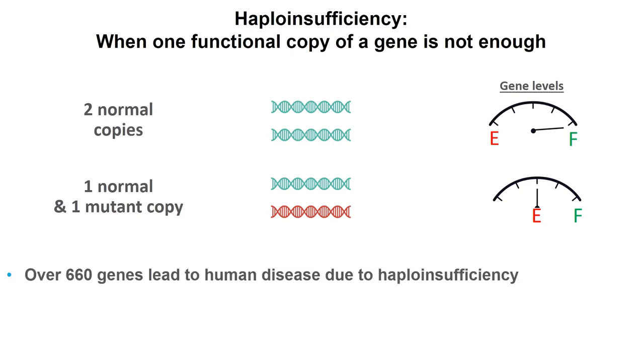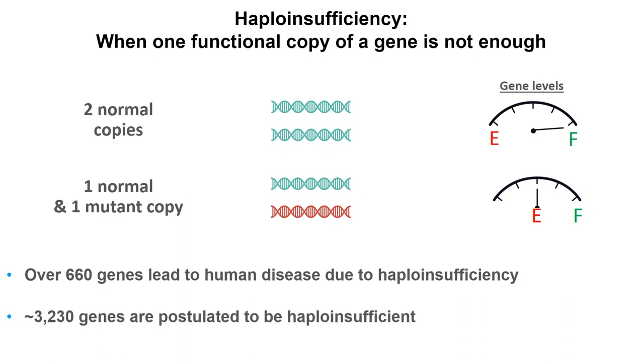It is actually estimated that over 660 genes lead to human disease due to haploinsufficiency. And when people look at whole genome data sets like gnomAD or ExAC, whole exomes, they estimate that the number could be much higher, where for over 3,000 genes, they do not see a heterozygous loss of function mutation, suggesting that they are haploinsufficient. Of course, some of these could be haploinsufficient lethal, and that's why we don't see them. But some could also be leading to disease that is observable.